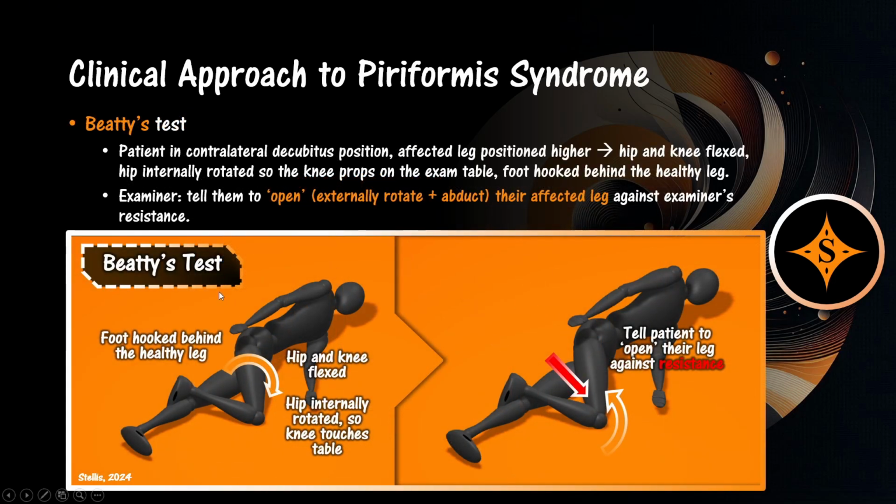Beatty's test is basically the position that, if you have noticed, it's the same position that you do the deep palpation of the piriform muscle. That is contralateral decubitus with their painful side above and their healthy side below, and the hip flexed and internally rotated so that the knee touches the table. But in this case, the foot is then hooked to just behind the healthy leg. And then tell the patient to reopen their leg against your resistance. Don't let them open their leg. And if this induces piriform pain, that's positive result.